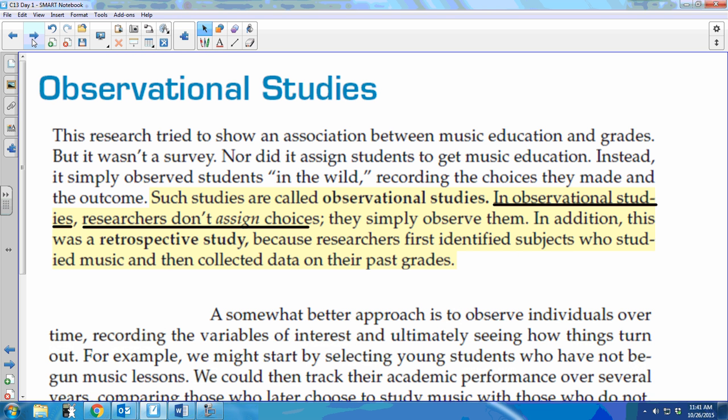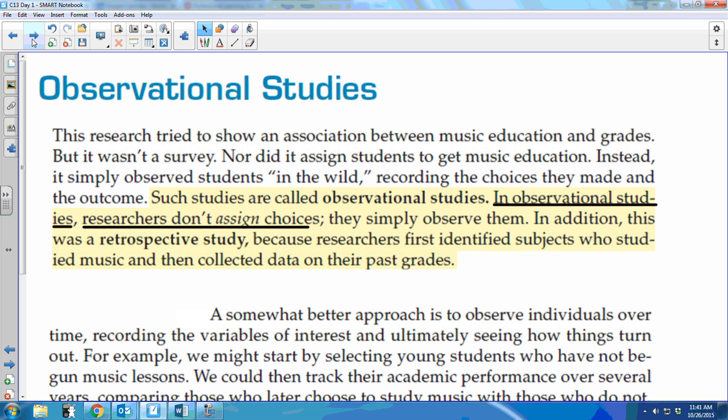So, an observational study is where you are simply observing. Now, observing can mean different things, but you're not actively doing anything with any of the participants in your study. That's going to be the biggest difference. In an observational study, you identify your participants, and then you observe some behavior, or you look at their records.